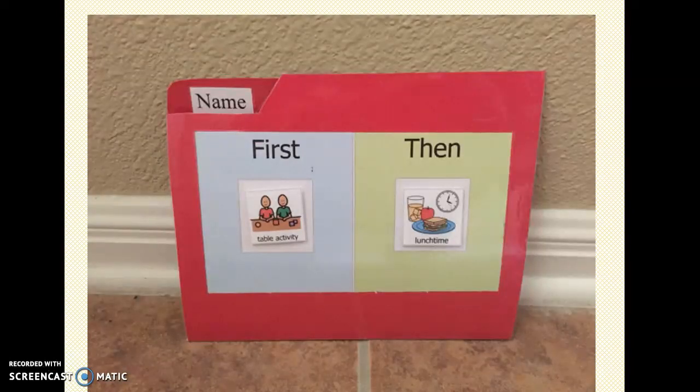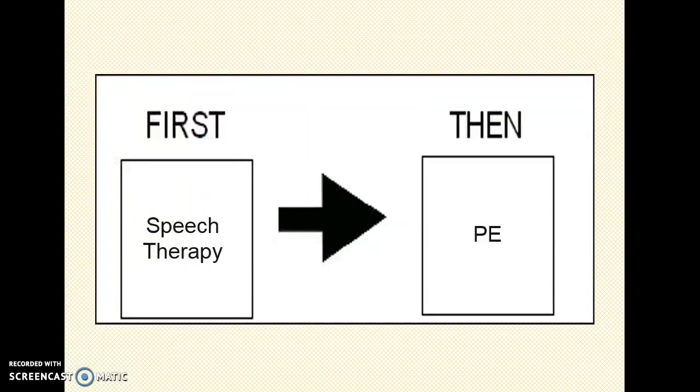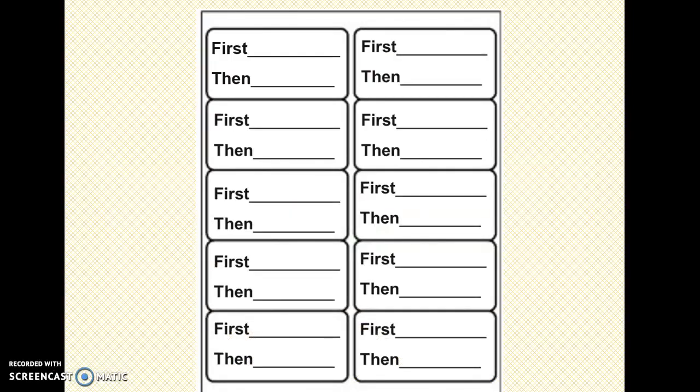Here's another example, and this one is on a folder, and that folder inside can hold different icons as well, and this one just shows a sequence in activity. So first we're going to do a table activity, and then it's lunchtime. Here's another example. This one doesn't have pictures, but it has words. So first speech therapy, then PE. So it just shows a sequence of what's to come.